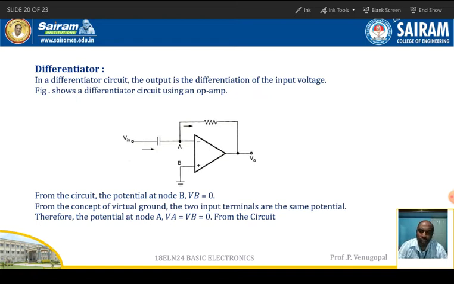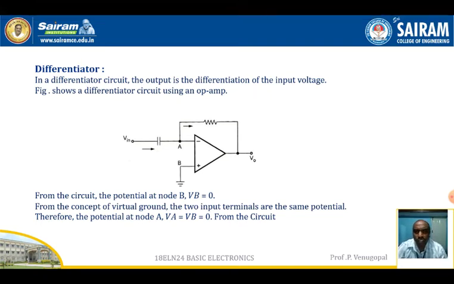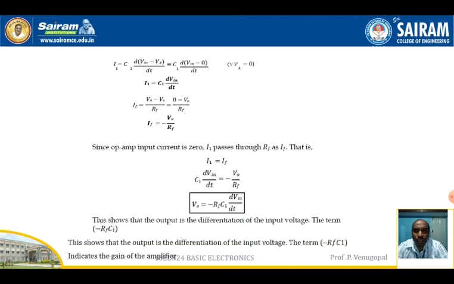So again, using the virtual ground concept, the potential at node B is equal to 0. Then because of the virtual ground concept, the potential at node A is also equal to 0. Then find the current flowing through the capacitor and also the resistor. So VA is equal to VB is equal to 0. Next, the current flowing through this capacitor is I1 equal to C1 into d(Vin minus VA) by dt. Since VA is equal to 0, we can write I1 is equal to C1 into dVin by dt.